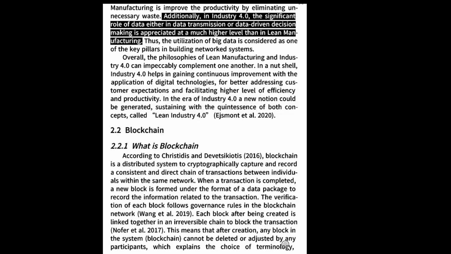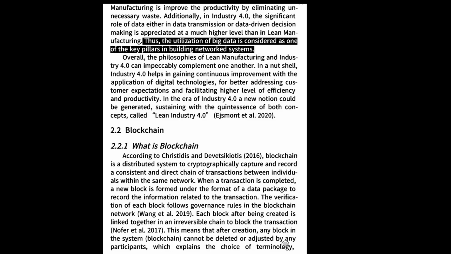Additionally, in Industry 4.0, the significant role of data, either in data transmission or data-driven decision-making, is appreciated at a much higher level than in lean manufacturing. Thus, the utilization of big data is considered one of the key pillars in building networked systems.